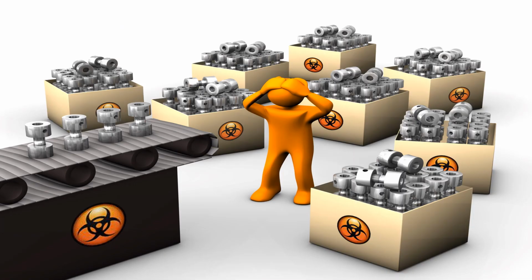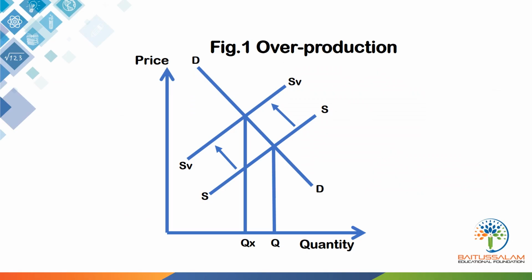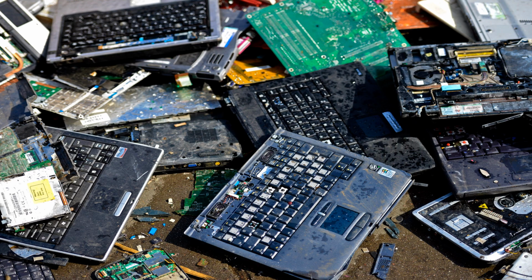If the decision to produce chemicals is based only on the private costs to the firm, there will be overproduction. Figure 1 shows that if only the private costs to the firm are taken into account, then the supply would be SS, whereas the full cost to society is higher at SV. The difference between the two is accounted for by the external costs. The allocatively efficient output is QX but the market output is Q.